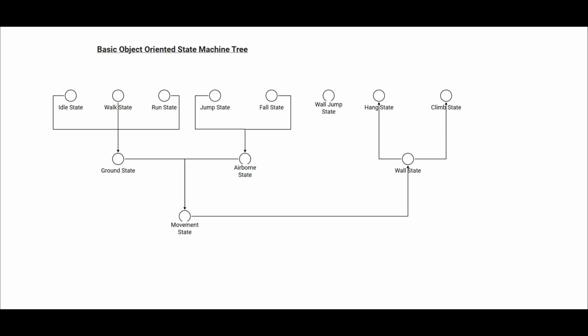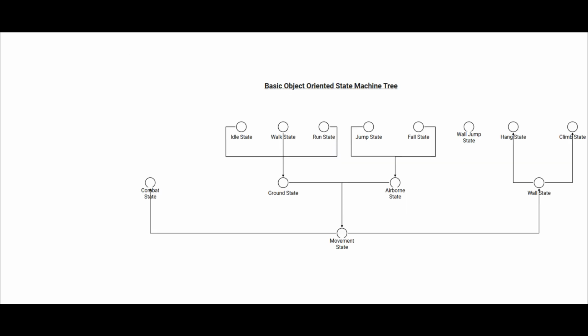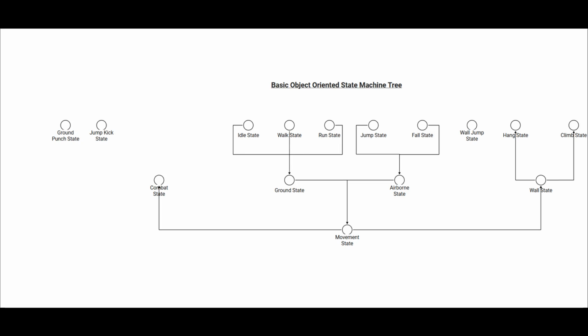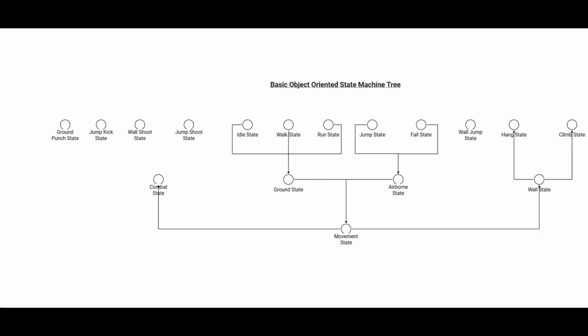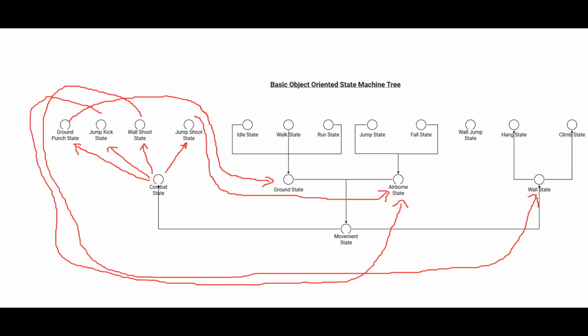Ah, but now I want a wall jump. What state does that inherit from? I need some properties from both the airborne and wall parent classes. Now I want some combat states. I got a few types of those. I got ground punch, jump kick, wall shoot, jump shoot. These should all be connected somehow, but they are also connected to all the other parent states.